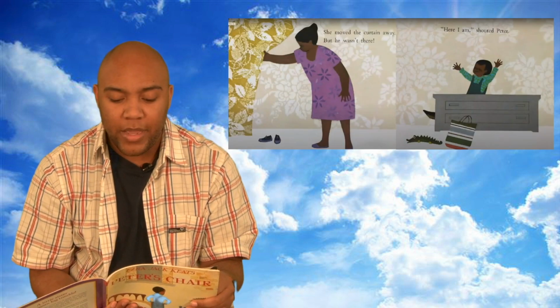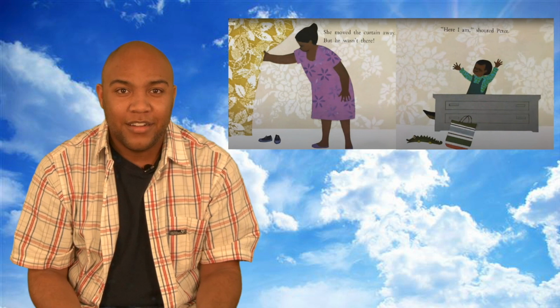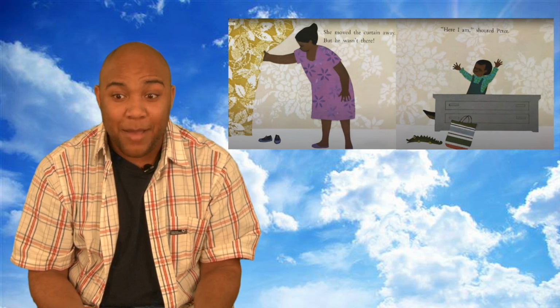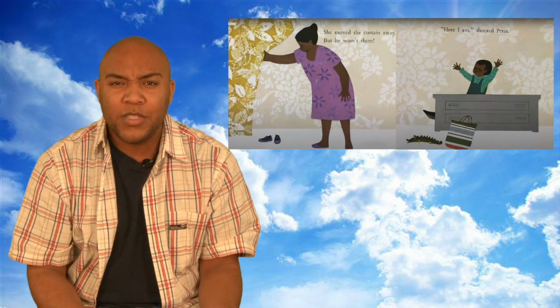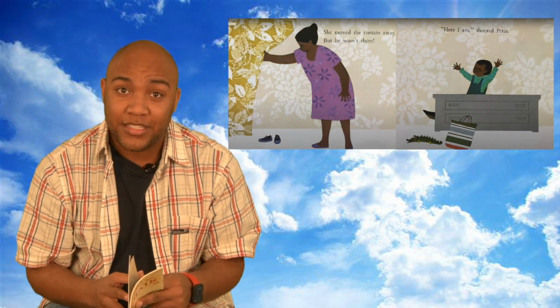She moved the curtain away, but he wasn't there. Peter tricked her. She thought that he was behind the curtain, but Peter was not behind the curtain. "Here I am!" shouted Peter. Where was Peter hiding? I think he was hiding behind the dresser.